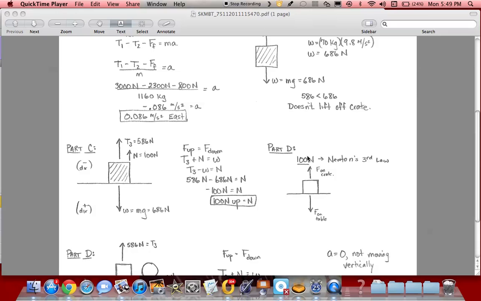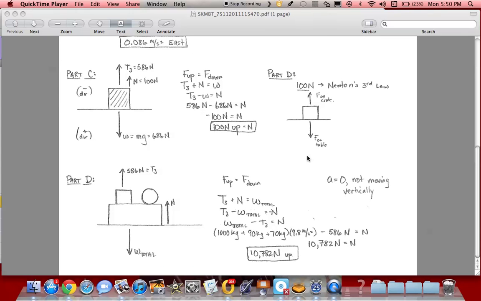Now part D, I kind of explained already, because contact forces are equal and opposite. If you are 150 pounds and you're sitting on your chair, the chair is exerting 150 pounds on you while you're exerting 150 pounds on it. So the force on the crate is the same as the force on the table. That's a Newton's third law problem. For every action, there's an equal and opposite reaction. So in part C, you found that there's 100 newtons up on the box. That means there is an equal 100 newtons down on the crate.